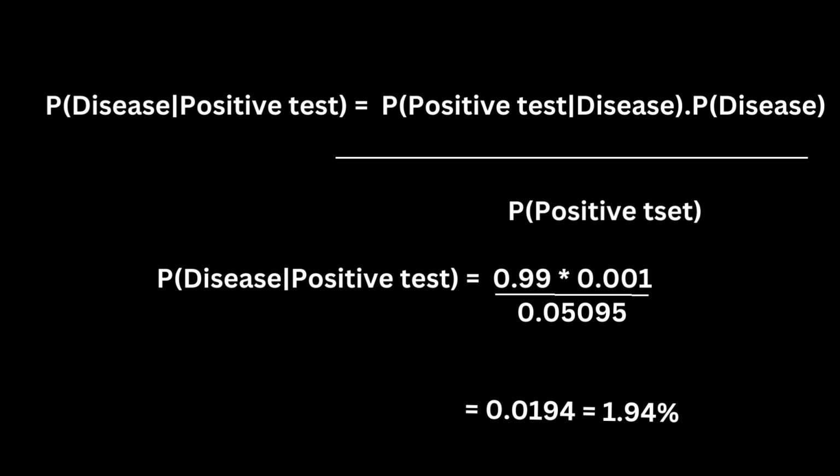So, even though the test came back positive, there's only about a 1.94% chance that the patient actually has the disease.